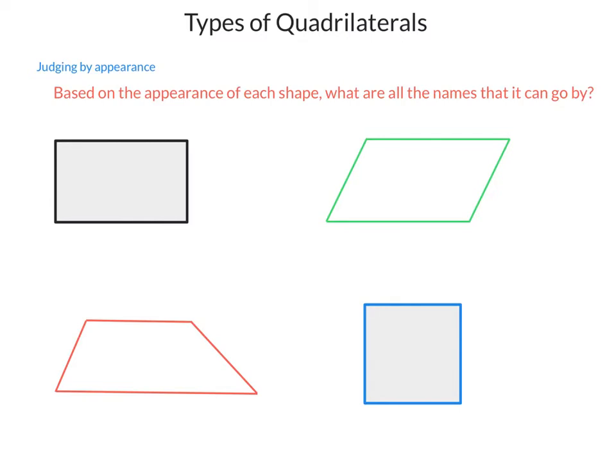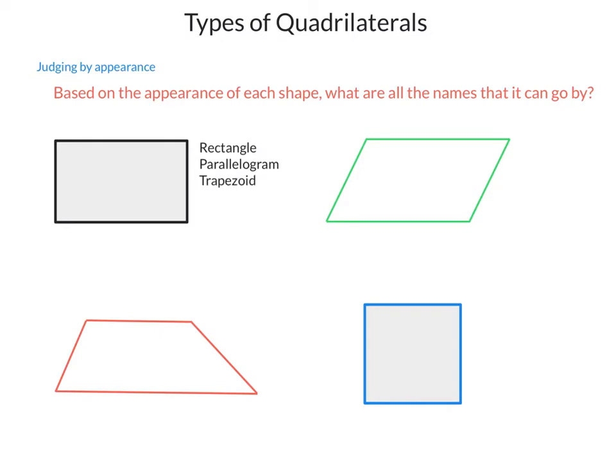Okay, so our first one that we're going to take a look at up here in our top left corner, it does appear as if we have right angles in our corners. So based off of that, we could call this a rectangle. Now, it also has its opposite sides being parallel to each other. So in that sense, it is a parallelogram. But if it has two sets of opposite parallel sides, then it does have at least one set of parallel sides. That would make it a trapezoid.